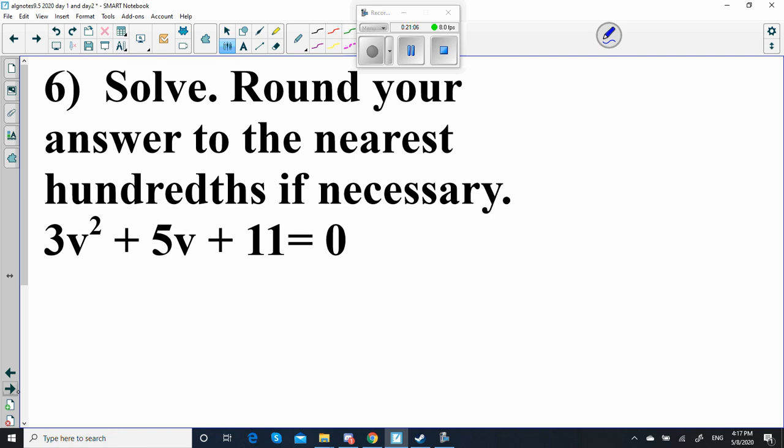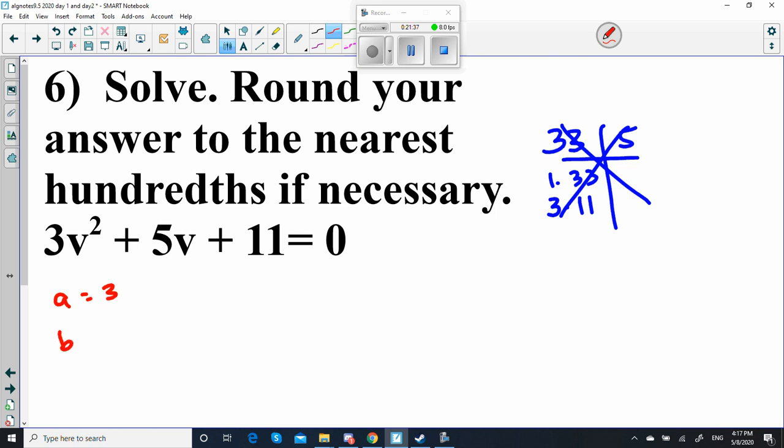Okay, let's try this one. So solve, round your answer to the nearest hundredth if necessary. So I kind of look at it. 3 times 11 is 33. And factors of 33 that give me 5? Well, I can only think of 1 times 33 and 3 times 11, and neither of them have a sum or a difference of 5. So it's not factorable, so quadratic formula is what I'm stuck with. So here we go. It's in standard form and set equal to 0. So A equals 3, B equals 5, and C equals 11.